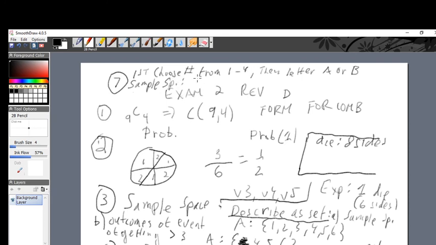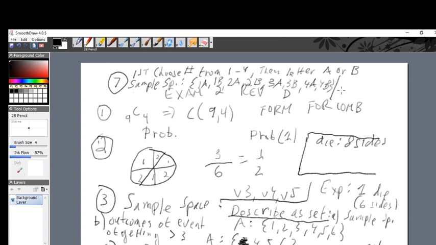So here's how you would write it. You could get 1A or 1B. You could get 2A or 2B, right? There's 4 numbers and there's 2 letters. You could get 3A or 3B. And you get 4A or 4B. And that's the sample space.